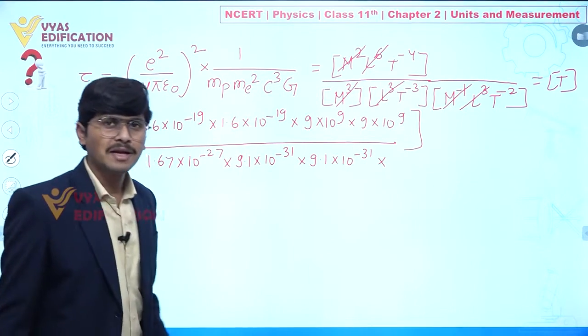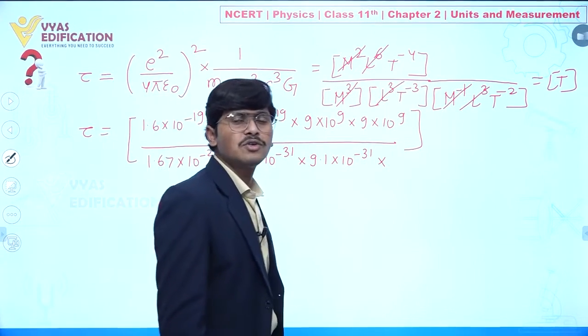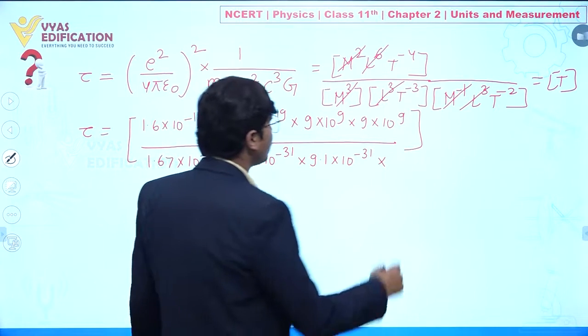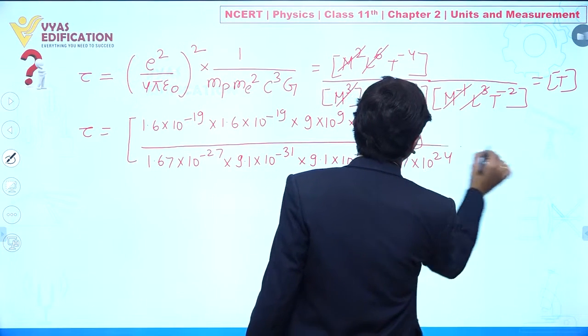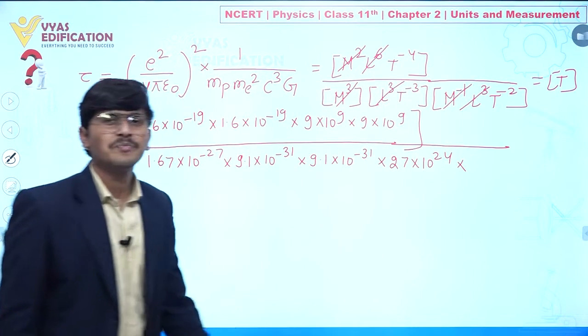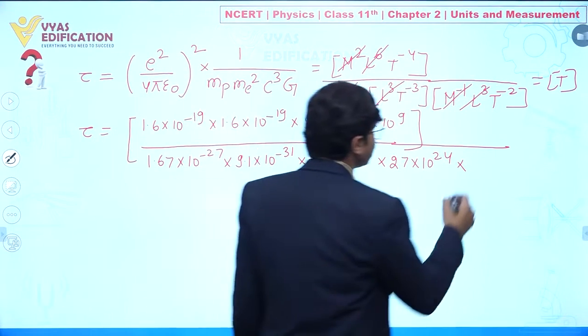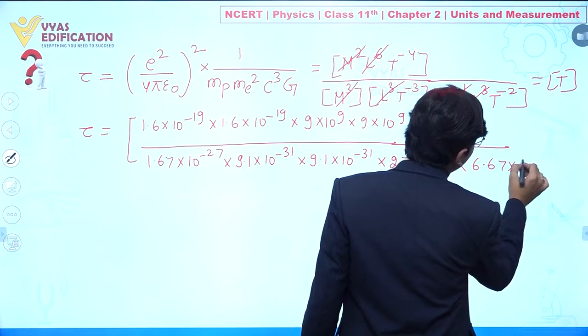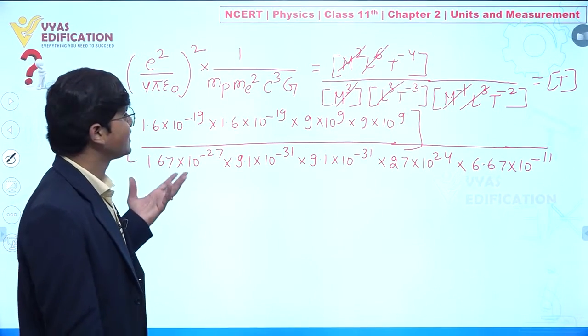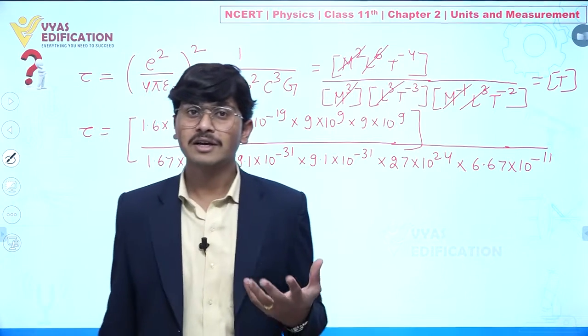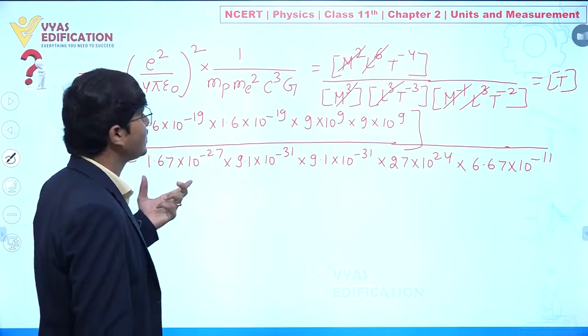Clear? Multiplied with, this is what? 3 into 10 to the power 8 meter per second. So we can write here this is 27 into 10 to the power 24. Clear? Multiplied. Now the value of the gravitational constant is given by 6.67 into 10 to the power minus 11. Now you have to simplify this relation. Now you can say, sir, this much simplification? Yes, yes, now we will simplify it.